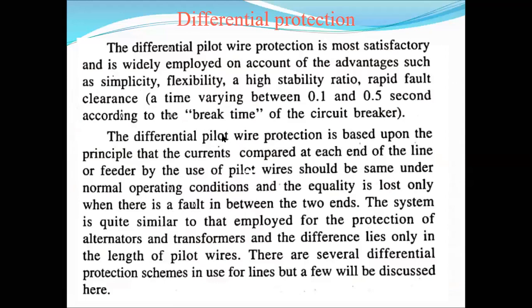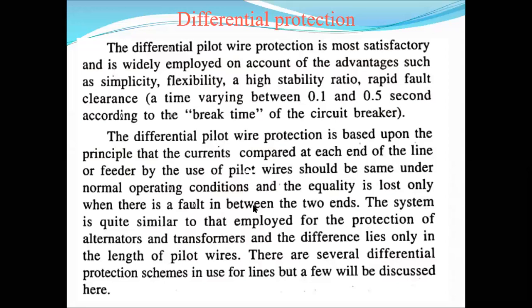Suppose the fault occurs at this point, within the protective zone. In that case only, the equality between these two CTs is lost. If there is any loss between these two CTs, in that case only the faulted current is flowing through the relay coil or the tripping coil.